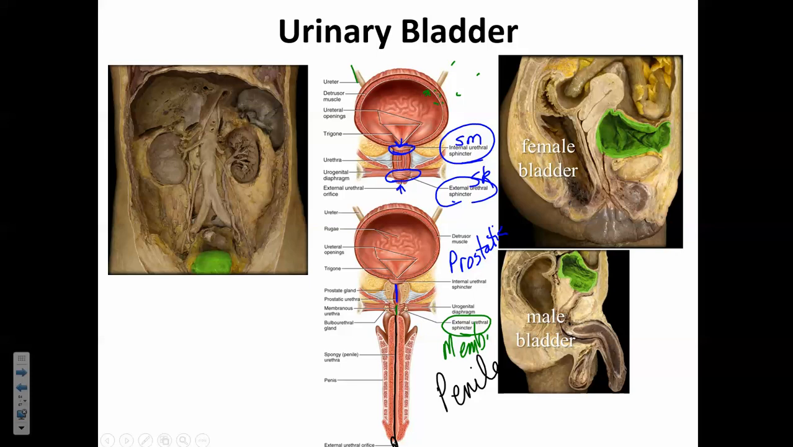And that's because when the prostate is enlarged, it presses against the urethra, so it can't dilate as well. Anyway, it can be very irritating to men.